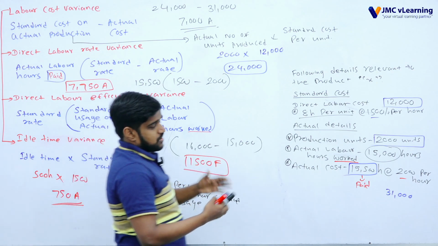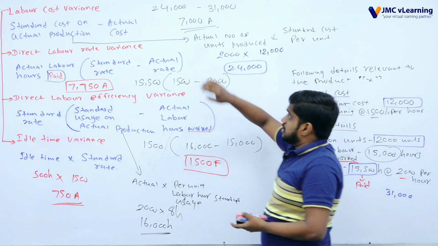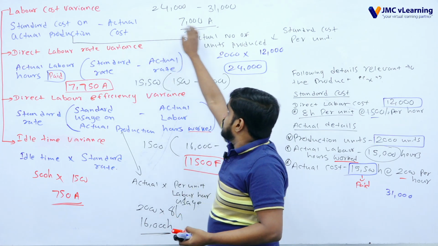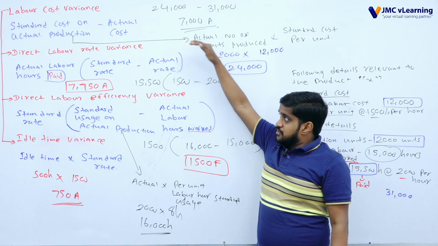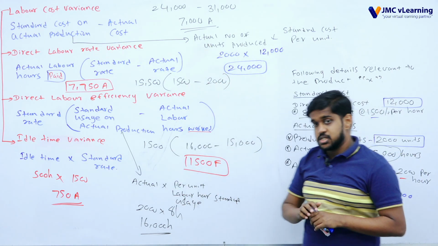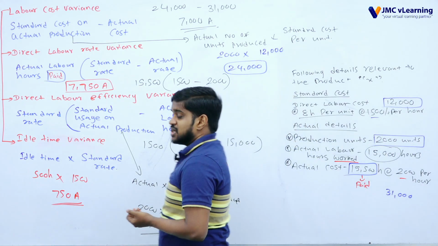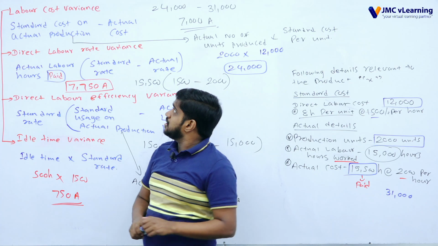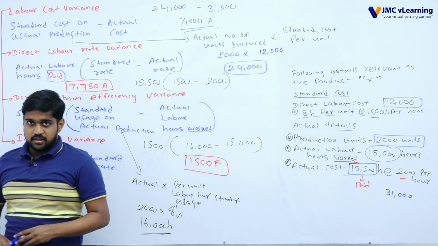Like this we can further analyze these variances. On the surface we see this as a 7,000 adverse variance, but when we analyze further, we can see the main reasons for this 7,000 variance. This is about direct labor variances. These are the main things that you need to know about direct labor variances.